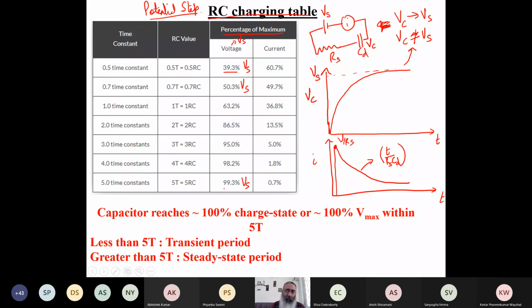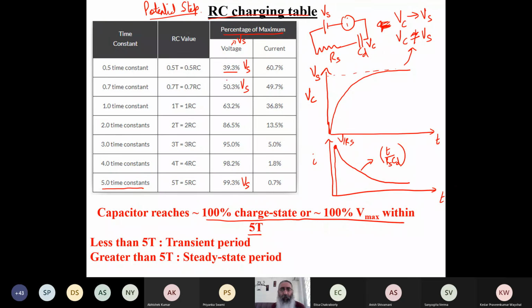This is where I said that it is not exactly equal to 100%, but we can't wait endlessly. The increase beyond 5 time constants is going to be very small. Even if you go from 5 to say 100 time constants, you will only see 99.3 go to maybe 99.4. So the change in the voltage stored across the capacitor is going to be minuscule after 5 time constants, and therefore we say that the capacitor reaches 100% charge state or 100% Vmax within 5t. This is purely a conventional assumption that we make.